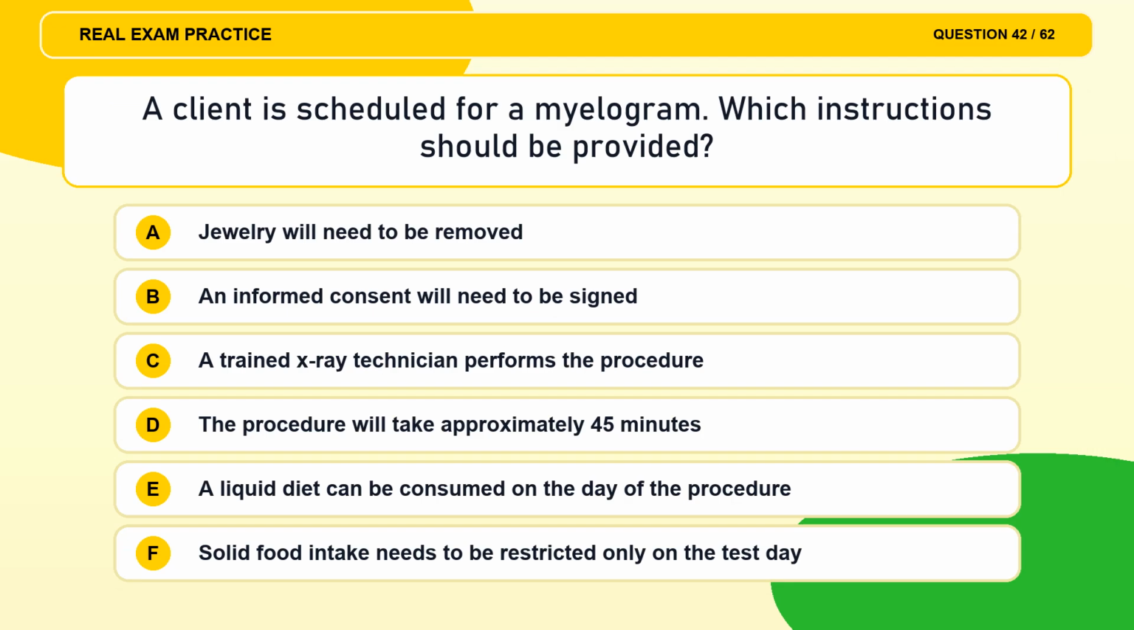Question 42. A client is scheduled for a myelogram. Which instructions should be provided? Option A, jewelry will need to be removed. Option B, an informed consent will need to be signed. Option C, a trained X-ray technician performs the procedure. Option D, the procedure will take approximately 45 minutes. Option E, a liquid diet can be consumed on the day of the procedure. Option F, solid food intake needs to be restricted only on the test day.